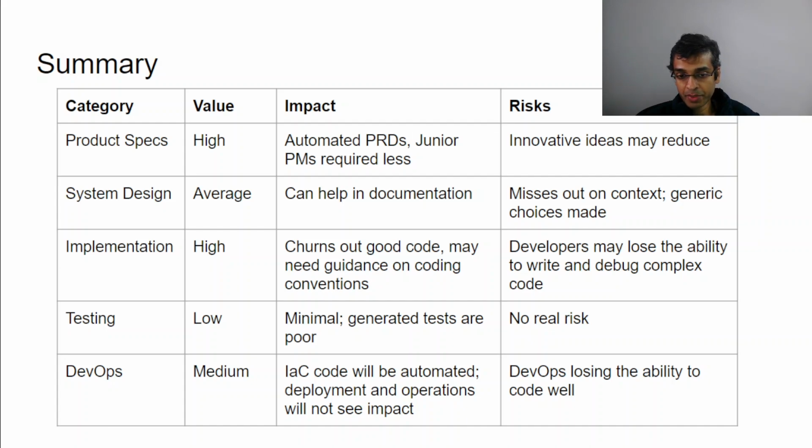In DevOps, it's mixed. The code generation for infrastructure as automation actually works well. But since it is just going to generate some text, stuff that actually requires integration, which is operations and deployment, will probably not see a lot of impact. The risk again here would be if you just use ChatGPT, then your own ability to write code will probably diminish over time.